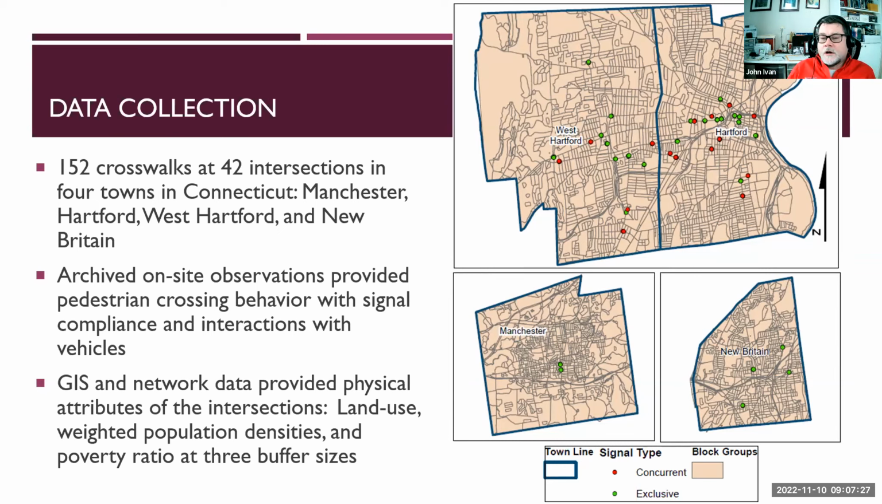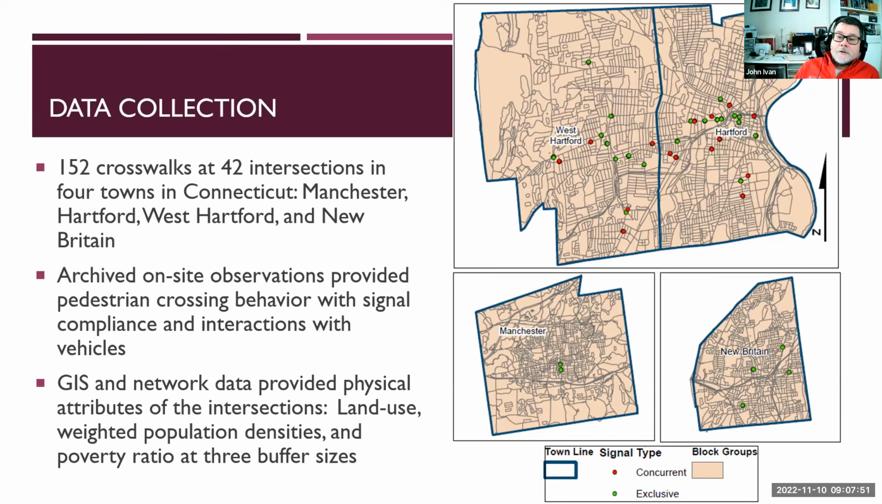So these archived on-site observations, we got the pedestrian crossing behavior and their signal compliance and interactions with vehicles, which would be what we observed there. Primarily, we were interested in the interactions with the vehicles, but in doing that, we also got the pedestrian compliance. So that was helpful. So what we're adding now is some GIS and network data to get some additional variables.